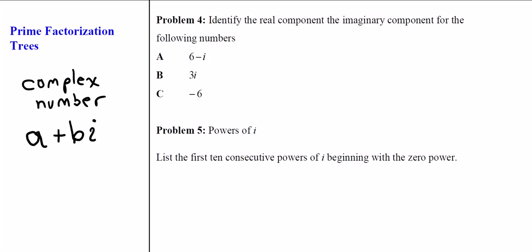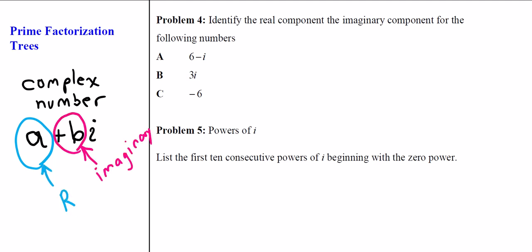So a complex number in general has a form a plus bi, where a is the real part and b is the imaginary part, with i acting as the imaginary unit defined as square root of -1.